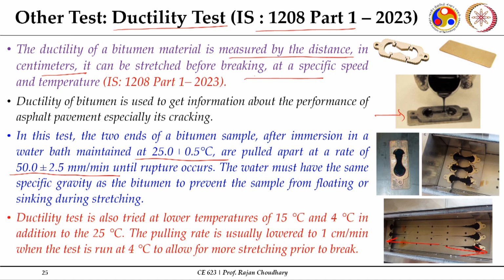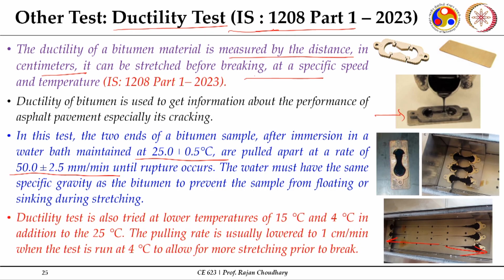Specifically, one important aspect is to ensure the specific gravity of the binder and the water are more or less the same. Otherwise, if the density of water is quite less, then the binder may sink, or if it is more, then it may float. So, we try to increase or decrease the density of the water by adding salt. We increase it by adding salt, and we decrease it by adding some alcohol.